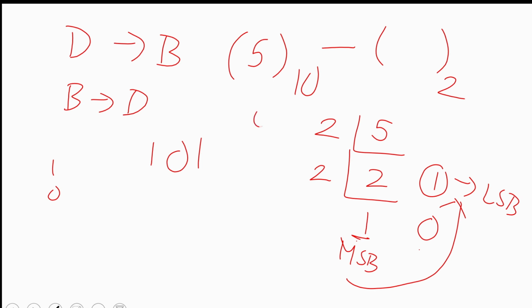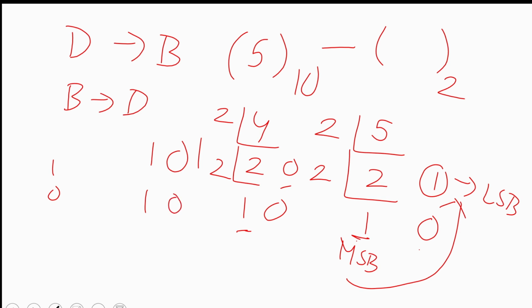Similarly, if I am converting 4 into a binary number, I need to divide by 2. If I divide 4 by 2, I get the quotient 2 and remainder 0. Again, if I divide by 2, I get the quotient 1 and remainder 0. Now this 1 is the MSB and this 0 is the LSB. So I will get 1, 0, 0.